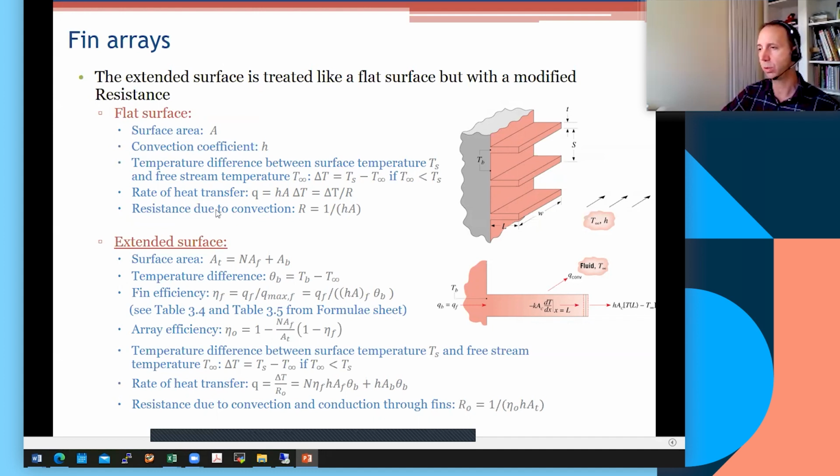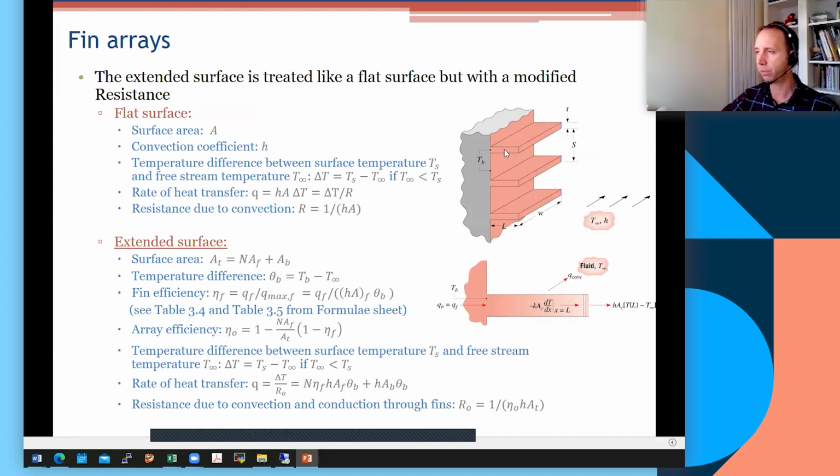So resistance due to convection is going to be defined this way. If that's all we have, just a flat surface exchanging heat with the fluid, in that case, the only mechanism is convection. Good. Okay, so that's the way you would deal with a normal surface that's not extended. So I've just summarized the various quantities.